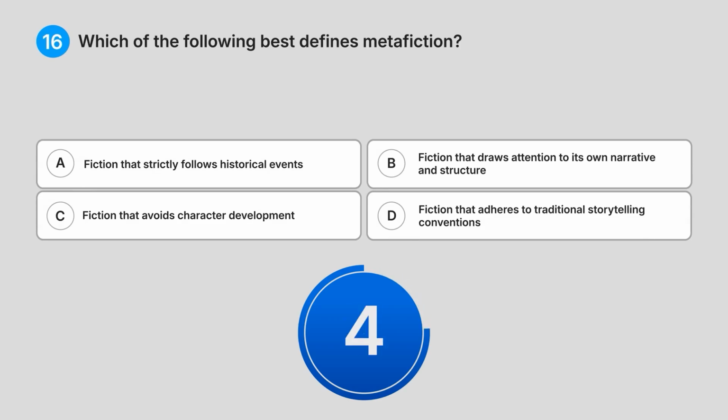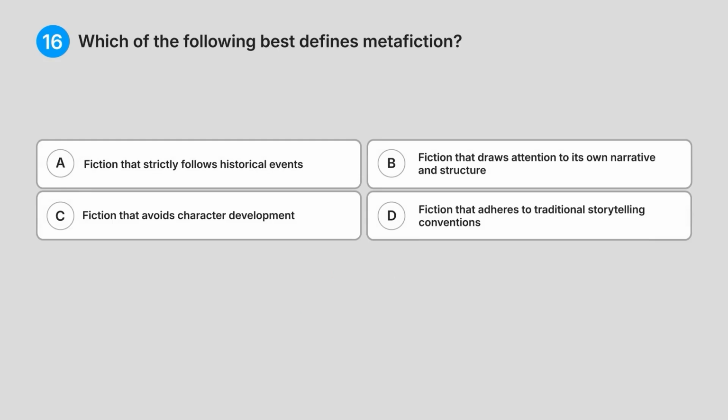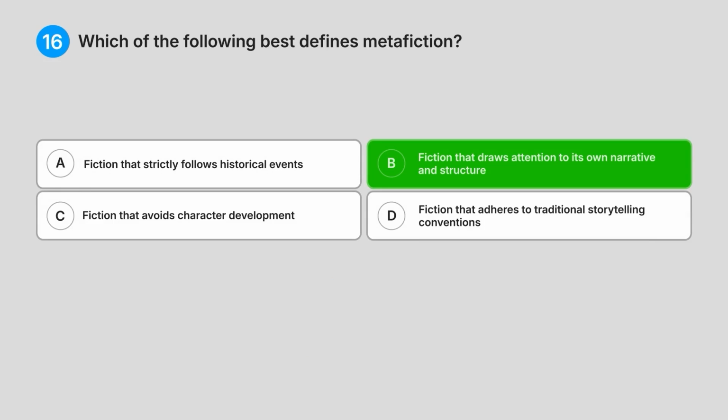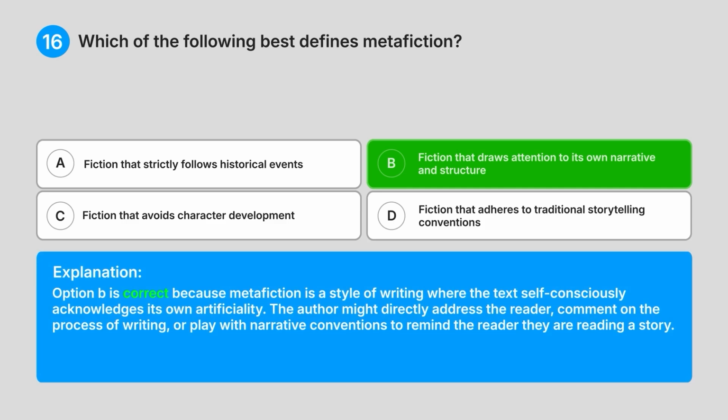Can you guess the answer? Correct answer, B. Fiction that draws attention to its own narrative and structure. Explanation: option B is correct because metafiction is a style of writing where the text self-consciously acknowledges its own artificiality. The author might directly address the reader, comment on the process of writing, or play with narrative conventions to remind the reader they are reading a story.